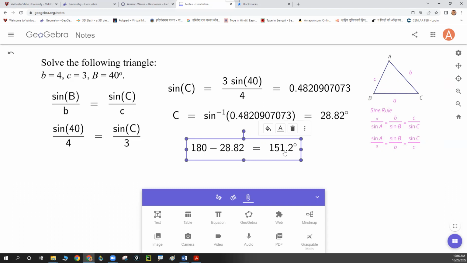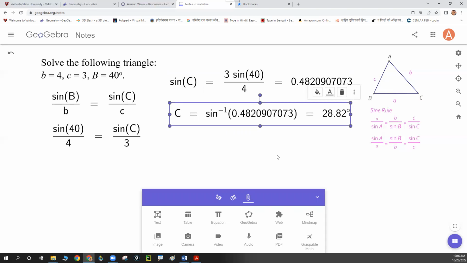The sine of this number, 151.2, is actually also 0.4820. So this is a possible solution. But since this angle plus angle B, 40, together add up to a number more than 180, this is not a viable solution. In this problem, we only have one solution. So I'm not going to worry about it. I'm going to move on. Angle C is 28.82. So far with me, hopefully. So that's one of my answers.